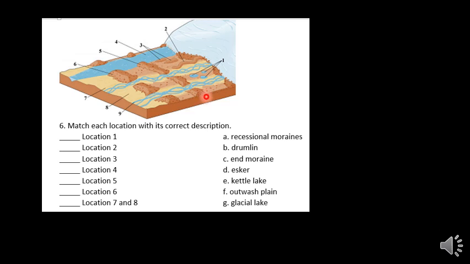Each location with its description. We've got a continental glacier here, and so here's our glacier. Out here is our outwash. Looks like down here, these lakes that you find, these are called kettle lakes.